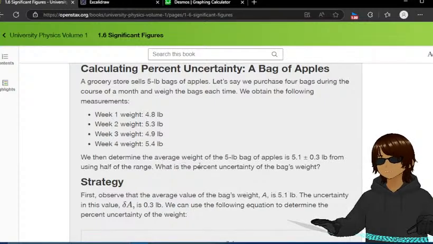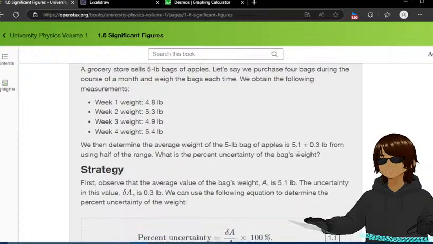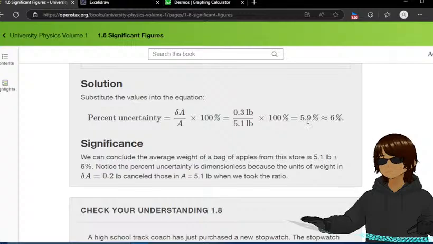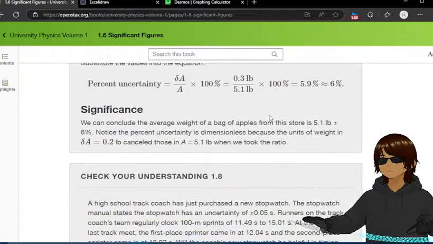What is the percent uncertainty of the bag's weight? So 0.3 divided by 5.1, right? We get 5.9 or 6%.